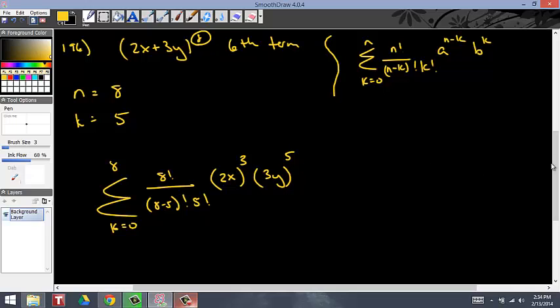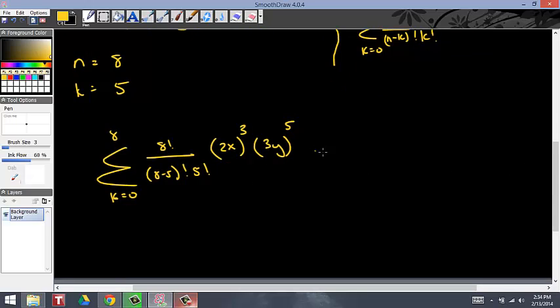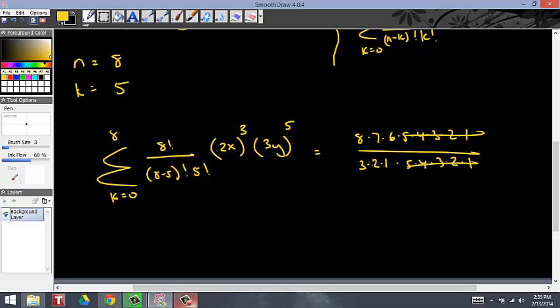Okay. So now, let's figure out the coefficient. That's going to be 8 times 7 times 6, 5, 4, 3, 2, 1, all over 3, 2, 1, and then 5, 4, 3, 2, 1. That's gone, that's gone. 3 times 2 is 6, that's gone. My coefficient for now is 56. However, 2x to the third is 8x to the third, and then 3 to the fifth is 243.